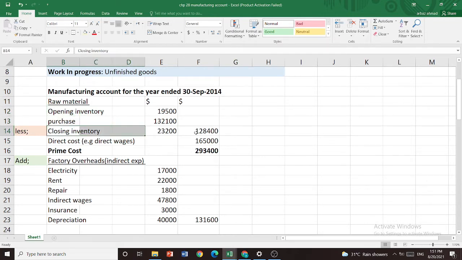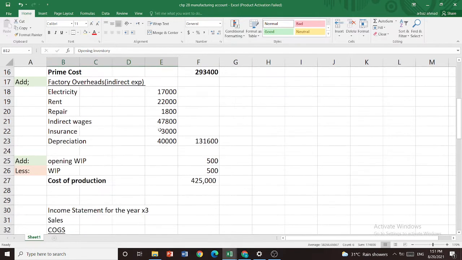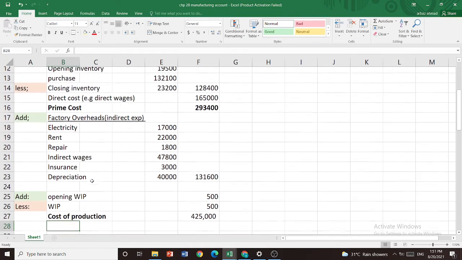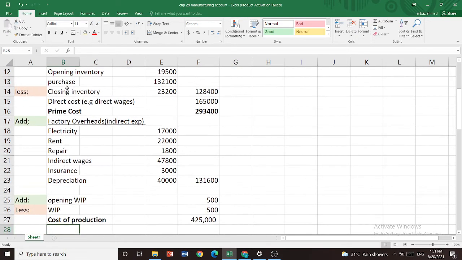Plus minus, you will get your raw material cost. Then you will have direct cost, add it up, you will get this. Why add it up, right? Because it's an expense and this is the material cost. Remember what we are calculating here: we are calculating cost, how much it costs to make the product. So we take all the expenses and add them.